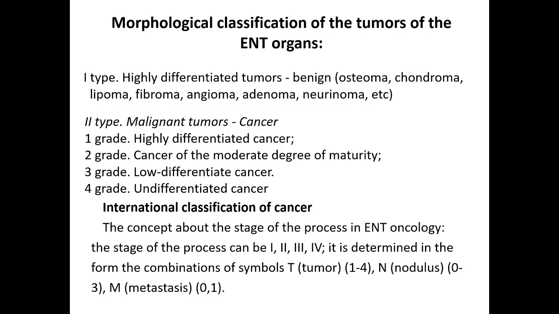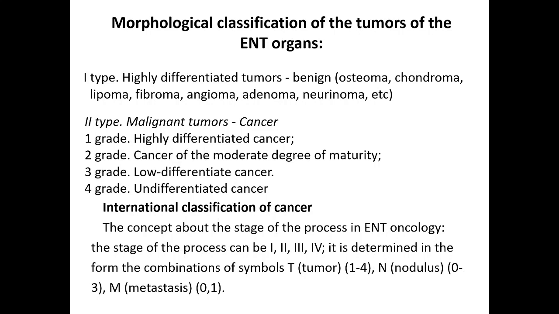Morphological classification of the tumors of the ENT organs. First type, highly differentiated benign tumors: osteoma, chondroma, lipoma, fibroma, angioma, adenoma, neuroma, and so on. Second type, malignant tumors, cancer: first grade, highly differentiated cancer; second grade, cancer of the moderate degree of maturity; third grade, low differentiated cancer; fourth grade, undifferentiated cancer. International classification of cancer.